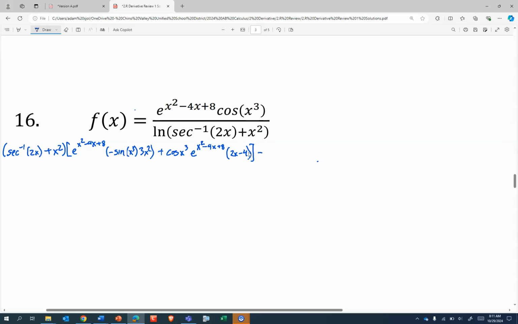So minus the numerator, minus 4x plus 8 times cosine of x cubed times the derivative of the denominator. And it's a natural log, so let me give myself a fraction here. So 1 over the input, inverse secant. Oh, inverse secant. You got to be kidding me. Okay, well, whatever. And the derivative of inverse secant is 1 over the absolute value of the input, square root of the input squared minus 1.